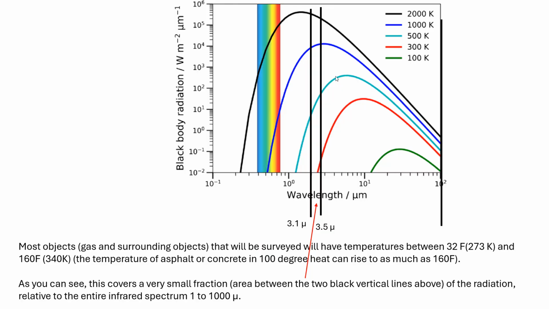This is 500 here, right? So imagine a curve in this range right here. So we're dealing with a very tiny wavelength band for a curve that only extends from here to here.